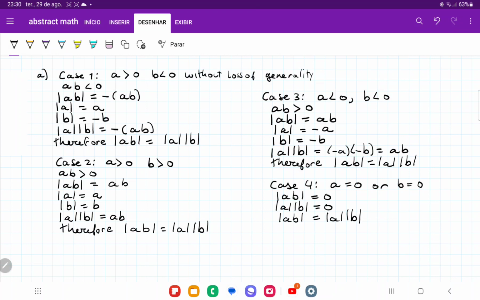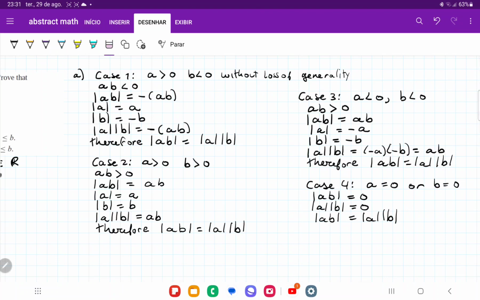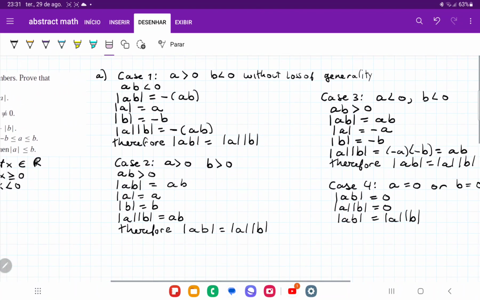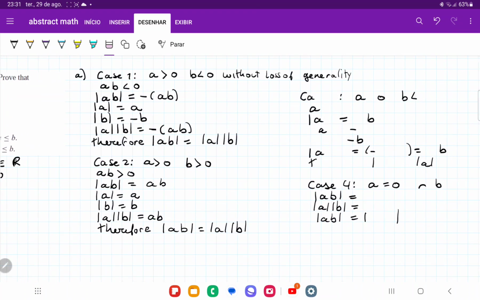So we've shown here that in every possible case, where they have opposite signs, where they're both positive, where they're both negative, or where at least one of them is 0, we have proven what we wanted, which is that the absolute value of AB is equal to the absolute value of A times the absolute value of B. Okay, so that was item A. Now we're going to do item B. So let me erase this.